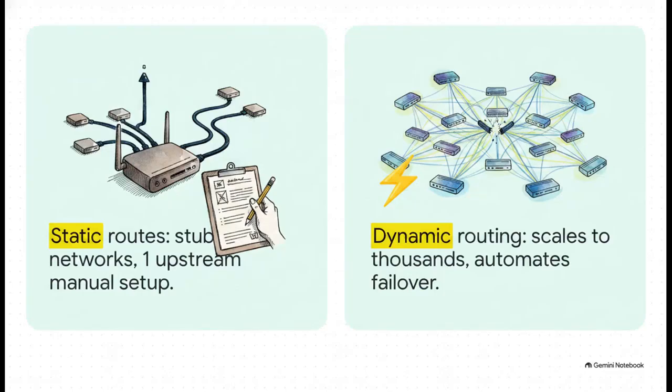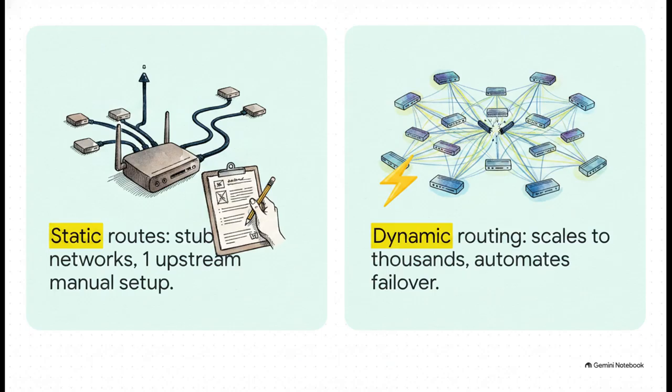Imagine a packet arriving at a router. That router has to decide in a fraction of a millisecond which interface to send it out of. If you don't have a dynamic routing protocol, a network administrator literally has to sit there and manually type every single destination network into every single router. We call this static routing.